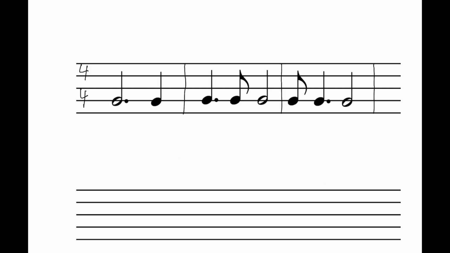Let's learn how to count with these dotted notes. For the dotted half note, like every note, we start a measure with a beat 1. The dotted half note gets 3 beats, so we're going to draw a line and put 2 and 3 on that line. Here we've got a quarter note, which is just beat 4.